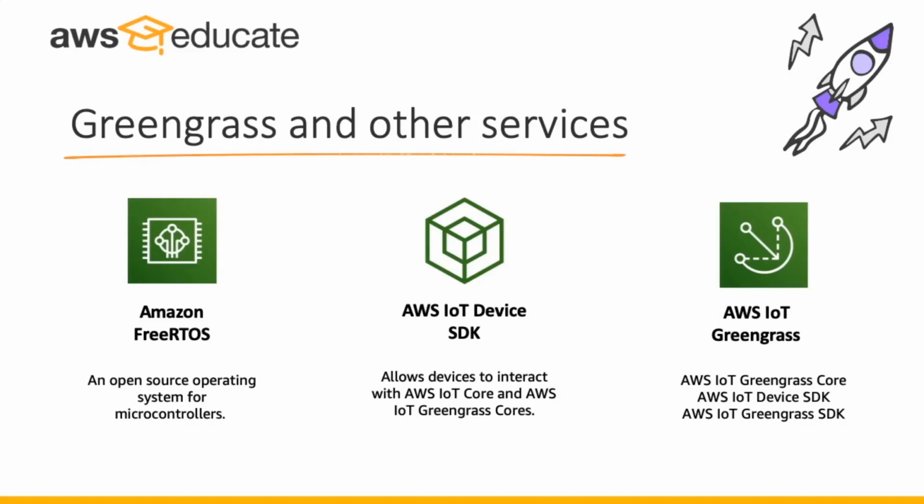AWS IoT Greengrass Core, on the other hand, provides local services such as compute, messaging, state, and security, and communicates locally with devices that run the AWS IoT Device SDK. So think of Greengrass Core as providing all the components that we just discussed in AWS IoT Core, but running locally on your device. The AWS IoT Greengrass SDK allows Lambda functions to interact with the local services running inside your Greengrass core. Once you are familiar with AWS IoT Core, feel free to explore these services as a next step.